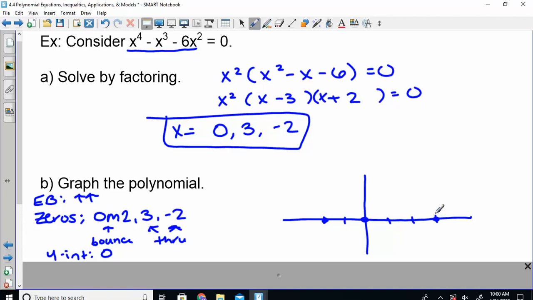So are we remembering all of this? Okay, so both ends. Eli, you paying attention? So we go through the -2, hit 0 and bounce back, go through the 3, so it should look like this.